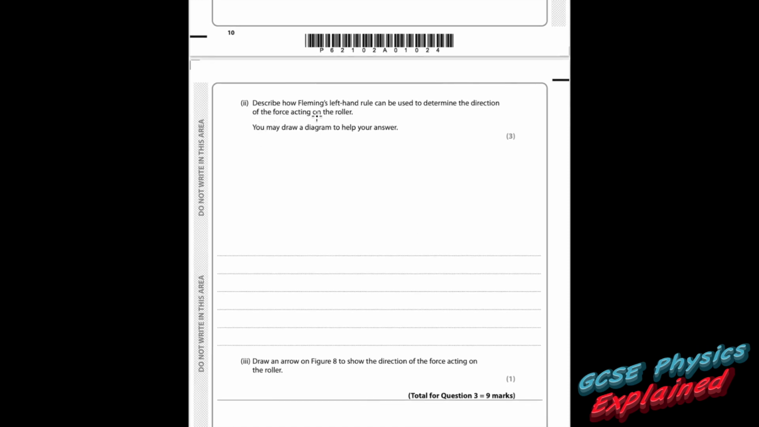Part 2. Describe how Fleming's left-hand rule can be used to determine the direction of the force acting on the roller. You may draw a diagram to help your answer. Right, so Fleming's left-hand rule. Again, this picture is going to be rubbish. Right, there's your wrist. There's your sort of thumb going up. Then your first finger comes out, and then your second finger comes out there. And then you've got a sort of couple of little fingers tucked down there, haven't you?